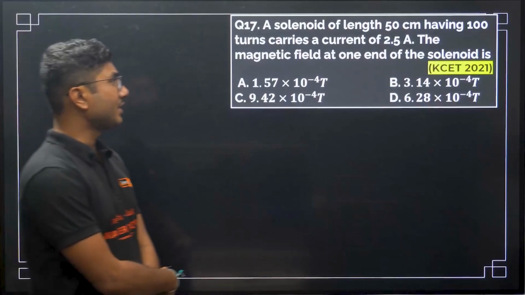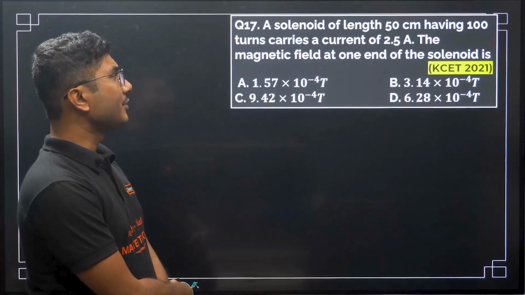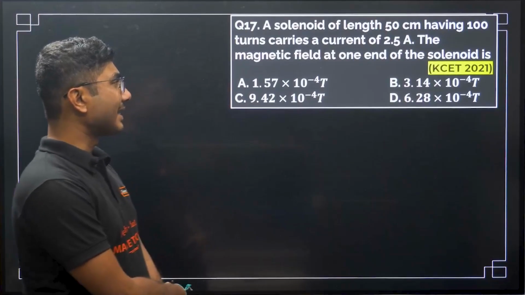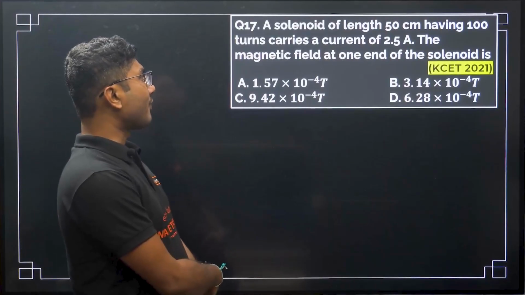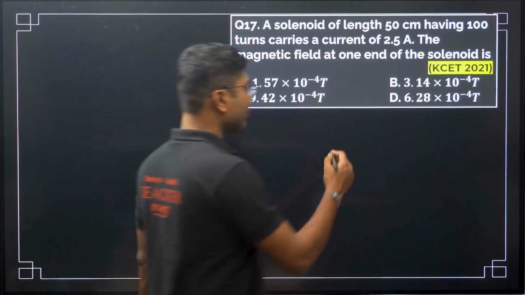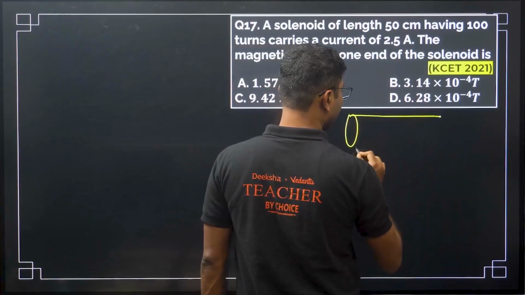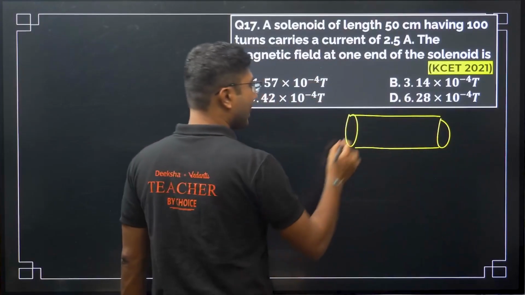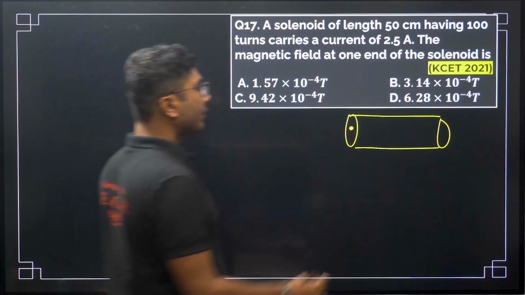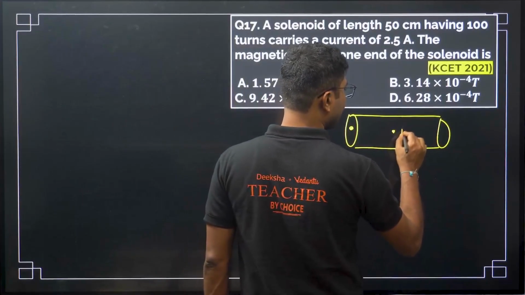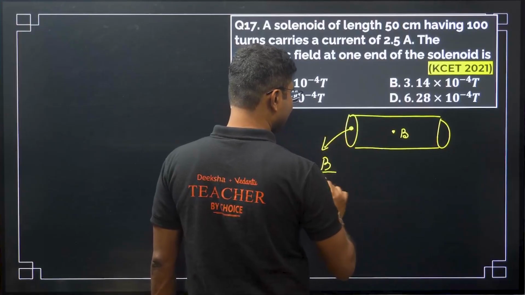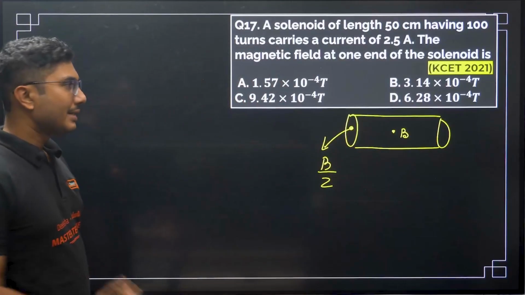Let's see the next question. A solenoid of length 50 centimeter having 100 turns carries a current of 2.5 ampere. The magnetic field at one end of this solenoid is, again this question I have also solved. Here we have a solenoid and they ask what will be the magnetic field at the end. So there is a unique trick for that. We will find the magnetic field at the center, and then for the end, it is the magnetic field at the center divided by 2. This is how we will find it.